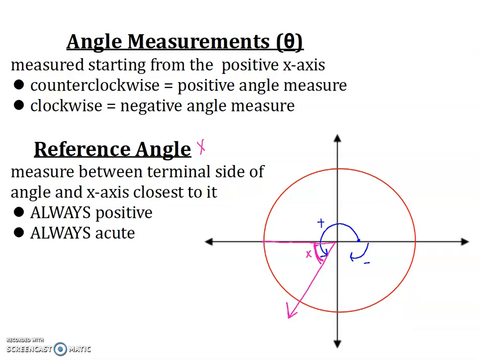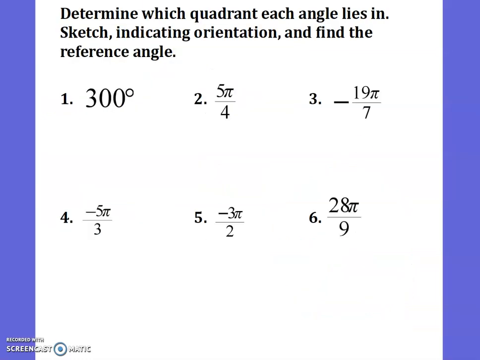So let's look at a few examples. We want to find the quadrant each angle lies in. We want to sketch it, indicating orientation, and find the reference angle. So we're going to start with degrees. That's something we're comfortable with. So 300 degrees. We know that's going to be in the fourth quadrant. So we're rotating in the positive direction.